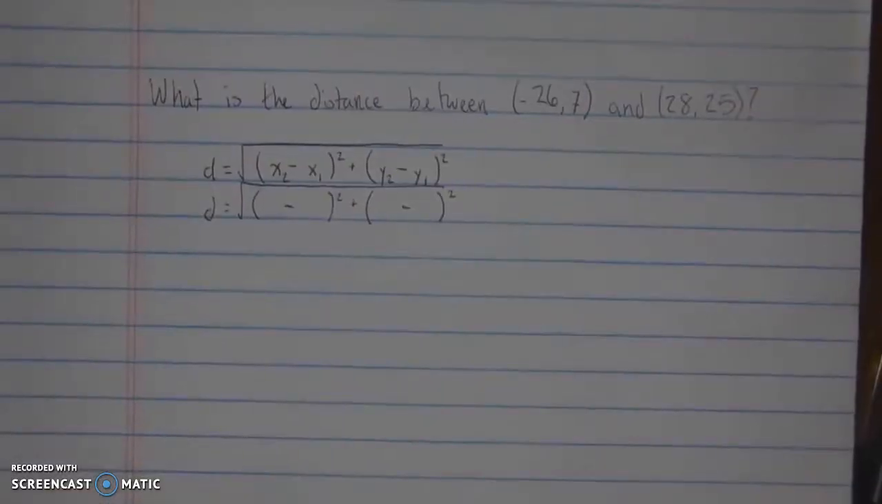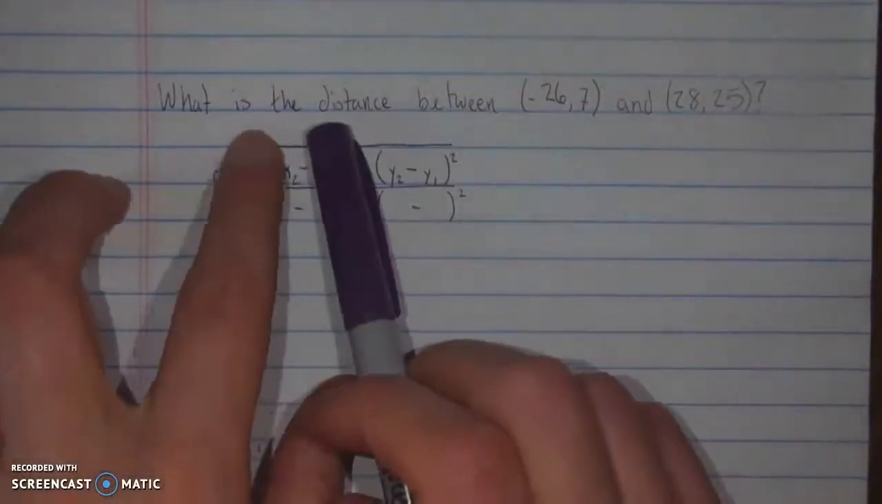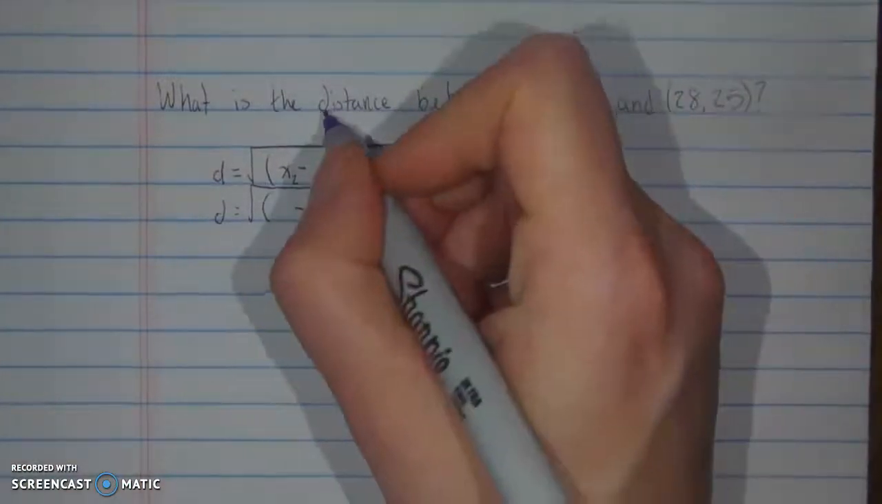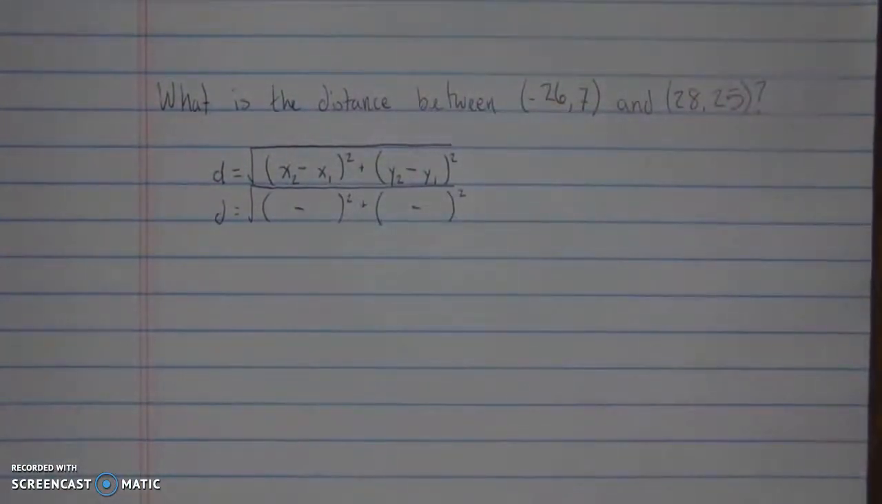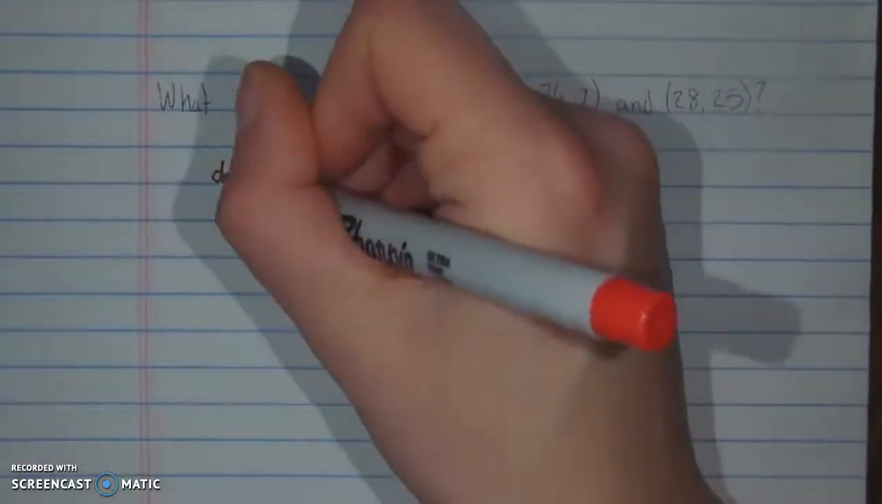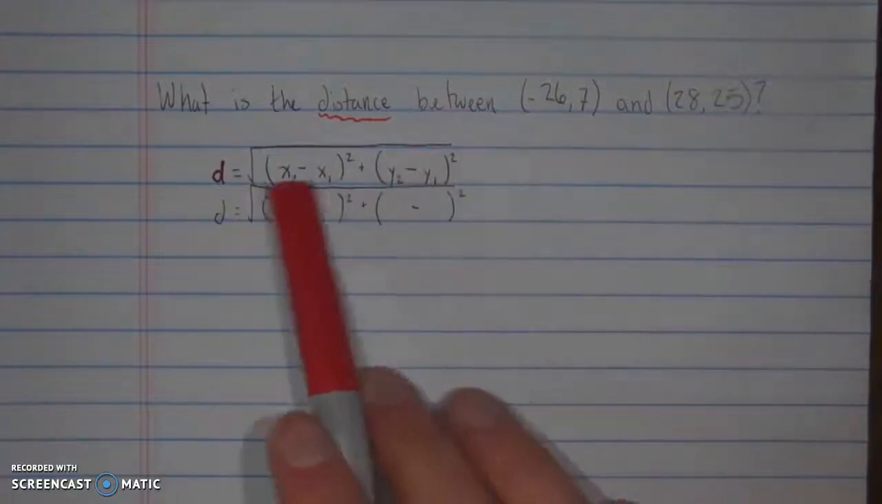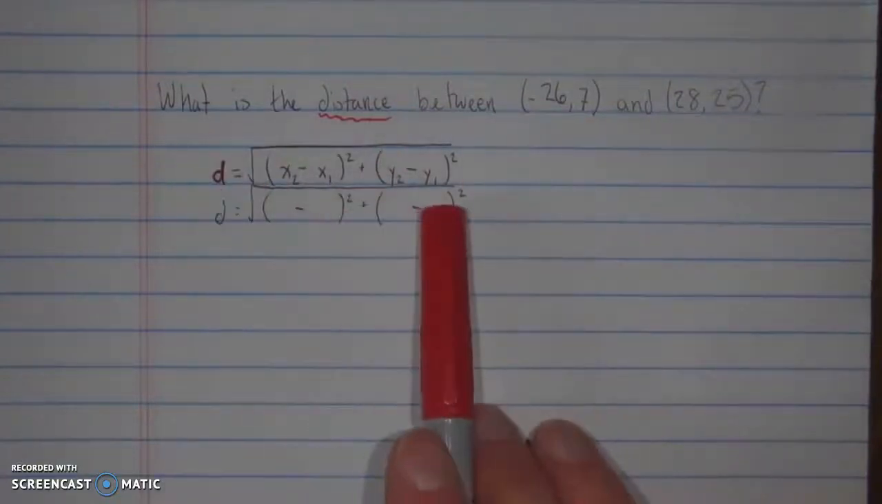So what is the distance between negative 26.7 and 28.25? Well, as you can see, I've already written out the distance formula. That's kind of a given since we just learned how to do it. We're going to do an example problem. But you should be able to see distance as a trigger that you might need this formula. So as soon as you see the word distance, at least have this formula pop up in the back of your mind. You might want to use it. At the very least, it won't hurt to look to see if you have enough information for it.